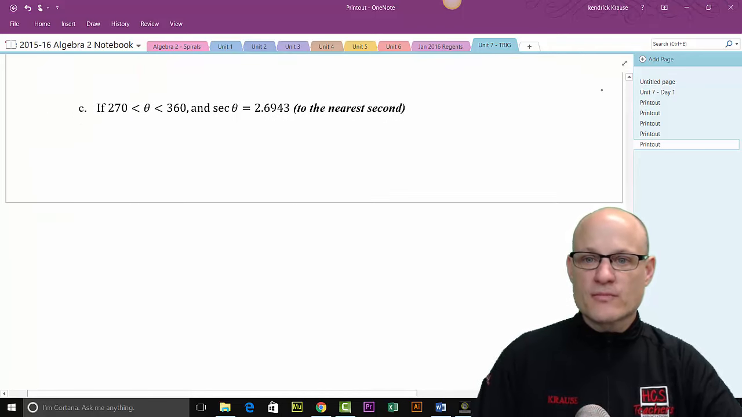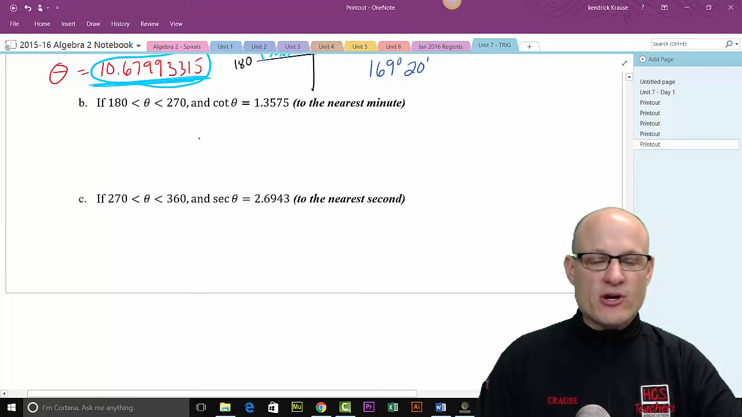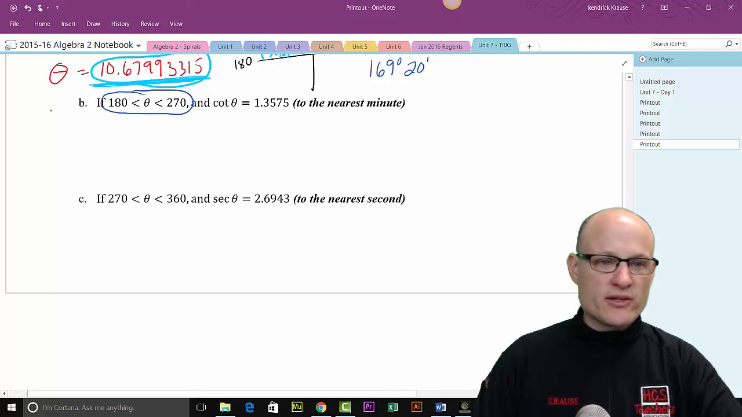All right. So before I even go on, I'm going to figure out where am I? 180 degrees. That's right here. And 270 degrees. That's right here. So I know I'm in this quadrant. So whatever reference angle I come up with, I'm in the third quadrant.